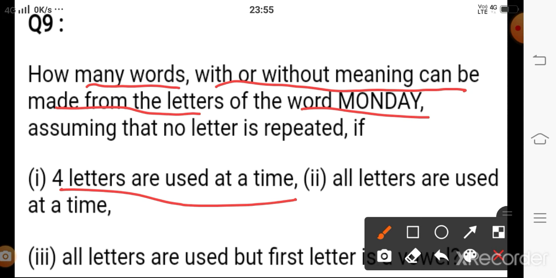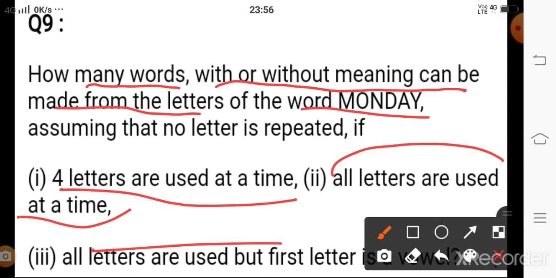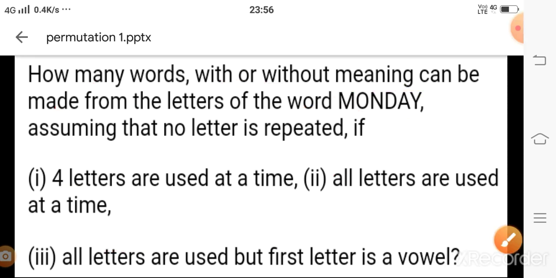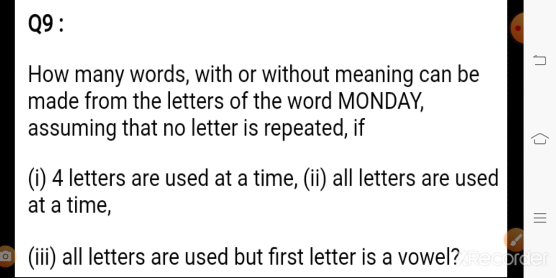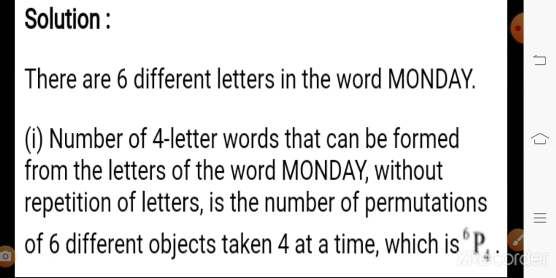Out of these 6 we have to use just 4, so easily we get 6P4. In the second one, all letters are used at a time. All the letters means all these 6 letters, then 6 factorial, means 6P6. And in the third one, all letters are used but the first letter is a vowel. How many vowels do we have in the word MONDAY? O and A, only 2 vowels. Then let us solve this question.